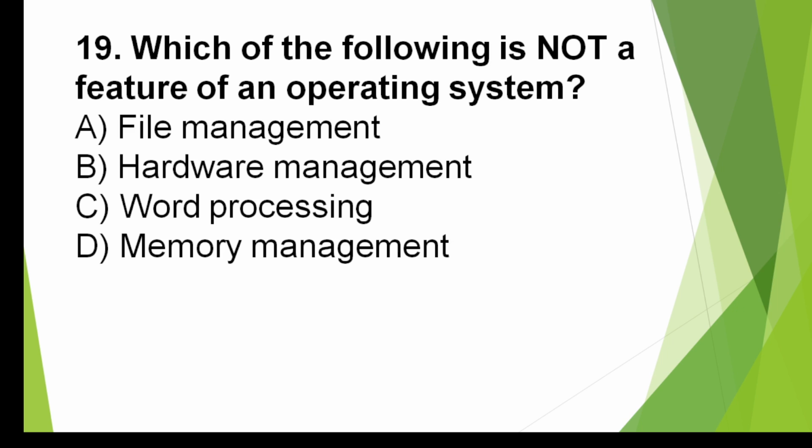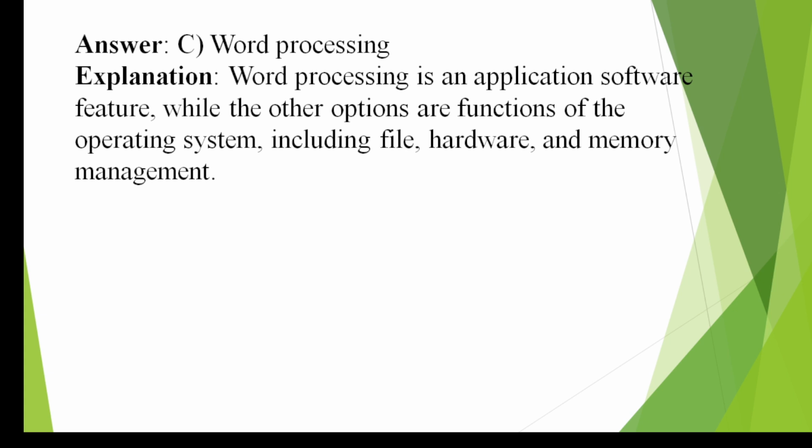Let's move to question number 19. Which of the following is not a feature of an operating system? A. File management. B. Hardware management. C. Word processor. D. Memory management. The correct answer is C. Word processing. Word processing is an application software feature, while the other options are functions of an operating system, including file, hardware, and memory management.